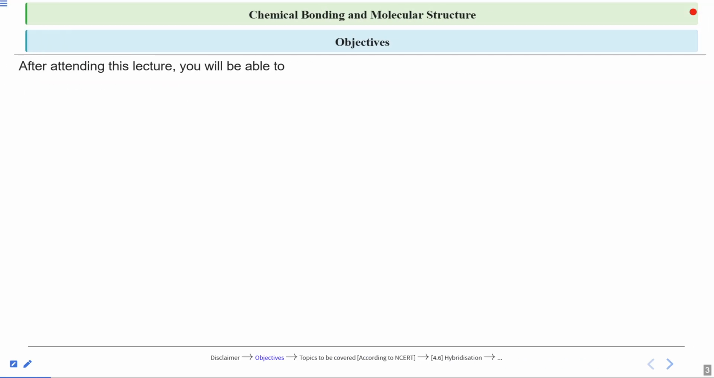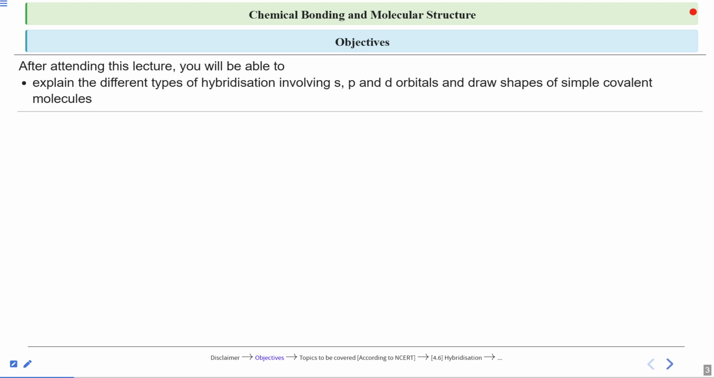Now, as we have discussed the overlap part, the formation of some small molecules, especially molecules of your organic compounds like ethane, would be very easy for you once you are aware of the only left concept after the overlap, which is hybridization. So today we will talk about that. It's a very important lecture for the chapter Chemical Bonding and Molecular Structure.